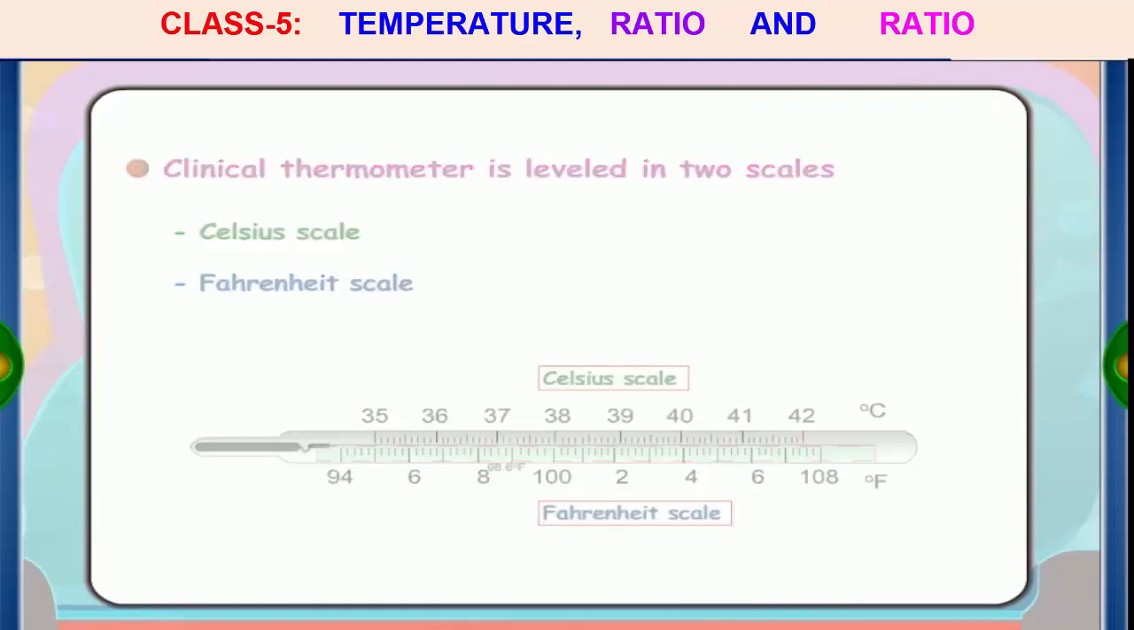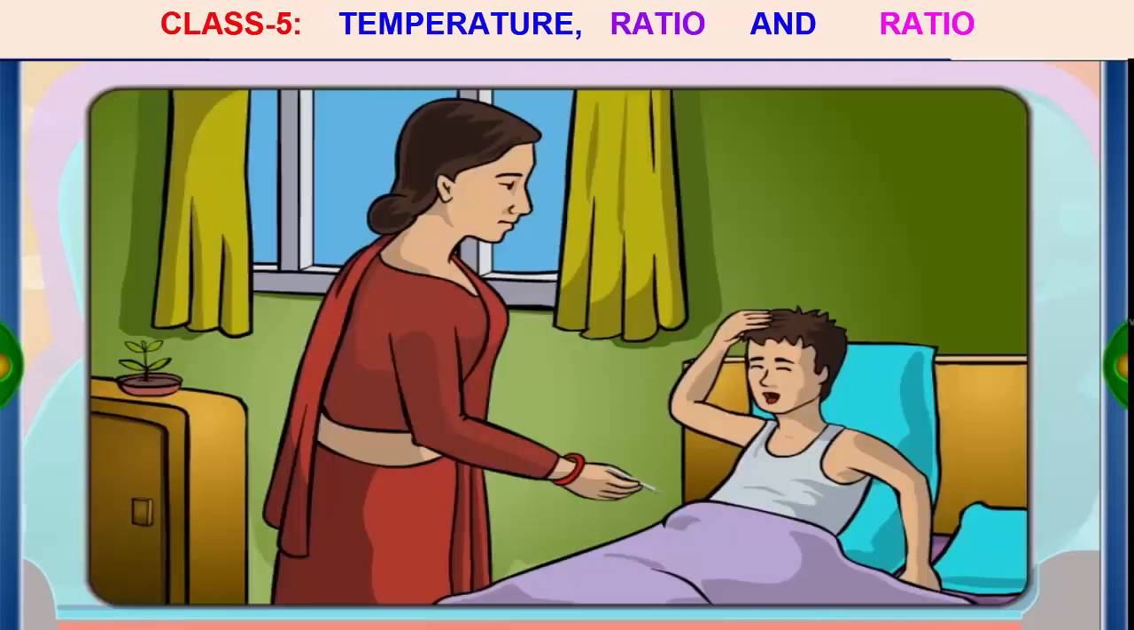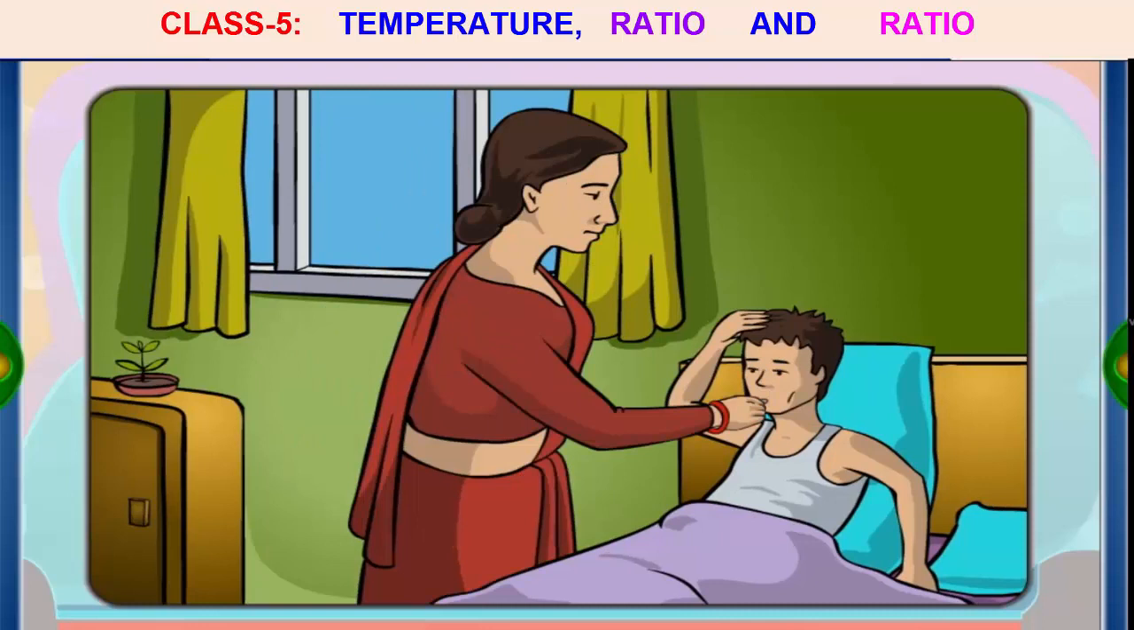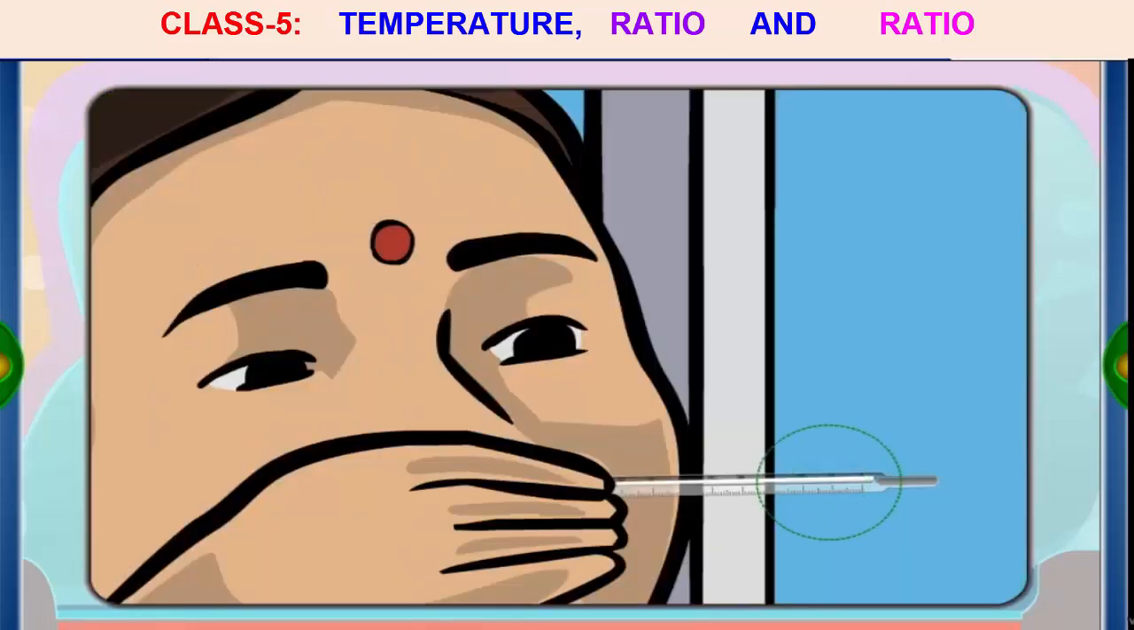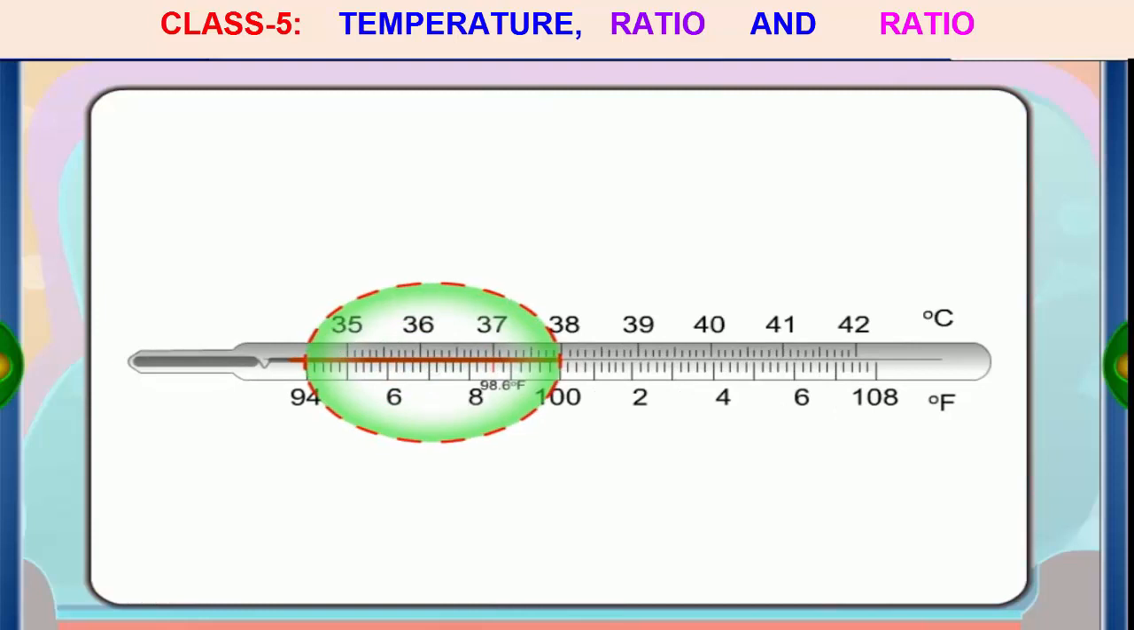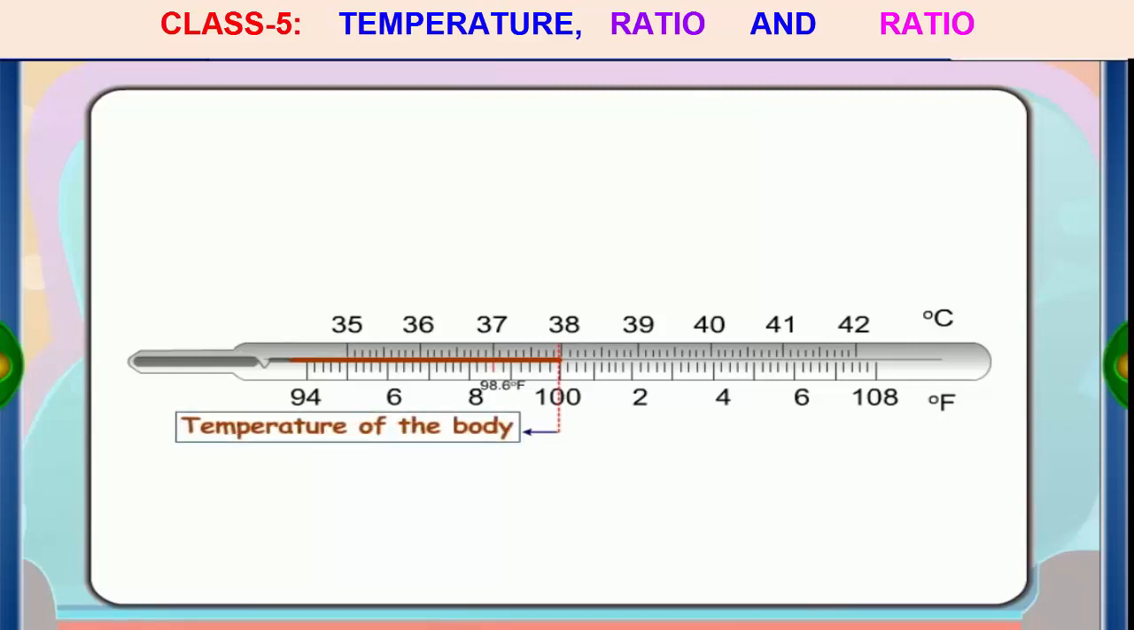To measure temperature, we keep the mercury bulb of the thermometer inside our mouth or under our shoulder. When the mercury bulb gets heated, it expands and moves through the capillary tube. To measure the temperature, we need to look for the mercury level in the capillary tube. The end point of the mercury level in the capillary tube shows the temperature of the body.